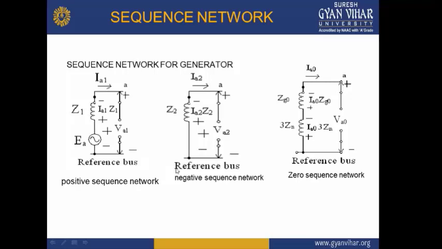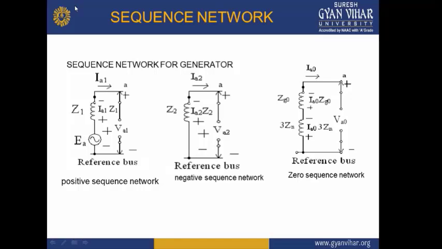Similarly, look at this network. In this network, only the negative sequence current component is flowing in the circuit, and no other component. The impedance offered to the negative sequence current is Z2. When we interconnect these components only with reference to the negative sequence, that network is called a negative sequence network. Similarly for the zero sequence network.